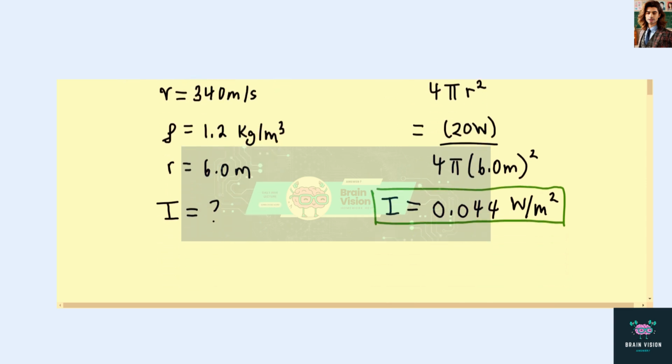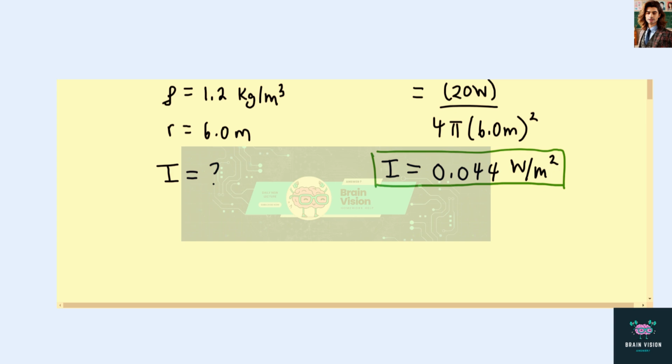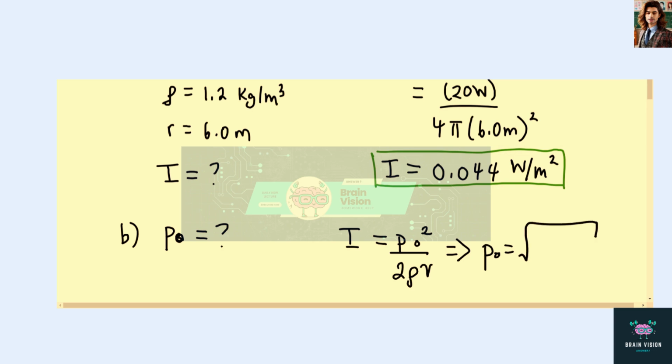Okay, and then we'll go on to part B, where we're asked to find the pressure amplitude at the point 6 meters away from the sound source. So now we're trying to find the pressure, which is a small case P. I'm going to put P naught just so we can be very clear about the different P's going on here. For this, I'm going to use the formula that relates the intensity to the pressure amplitude. Intensity is P naught squared divided by 2 rho v. We can rearrange that: P naught is the square root of 2 I rho v.